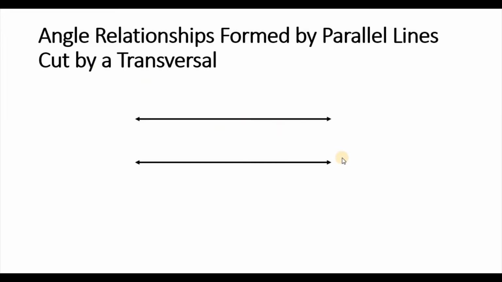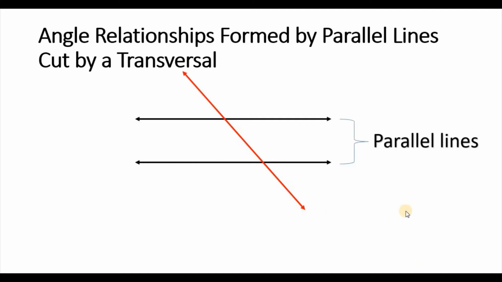So here we have parallel lines and a transversal. Okay, so in this video, you're going to learn their relationships, whether they are congruent or supplementary angles. Because we have a transversal that cuts the parallel lines, we get different angles. Okay, so that is what we will discuss in this video.